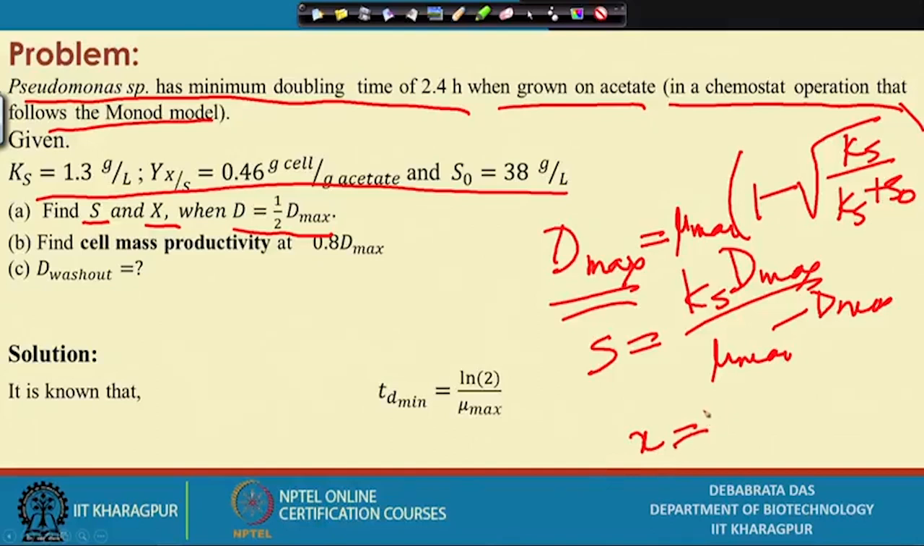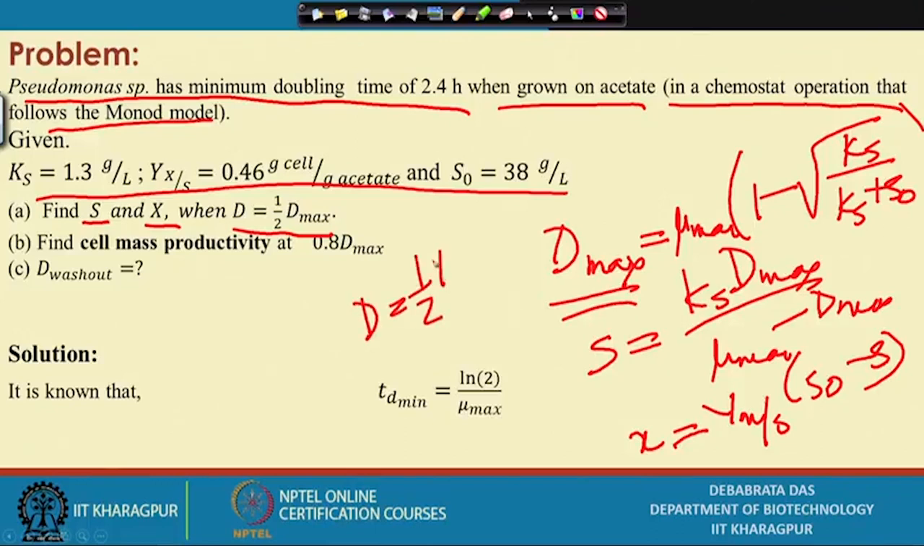X value is what? Y x by s into s 0 minus s. So, we can find out the x and s value at d max, and when d is equal to half of d max, then you can find out also the value of s and x. And once you know that, then we can find out the value of 0.8 d max. Then you can find out the cell mass productivity.